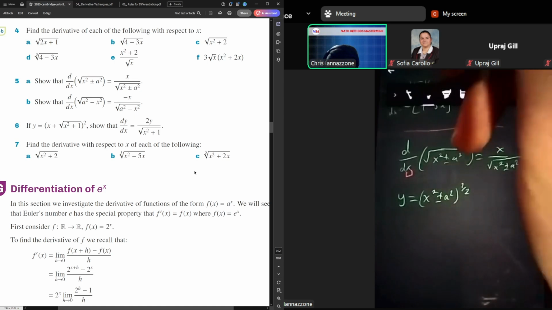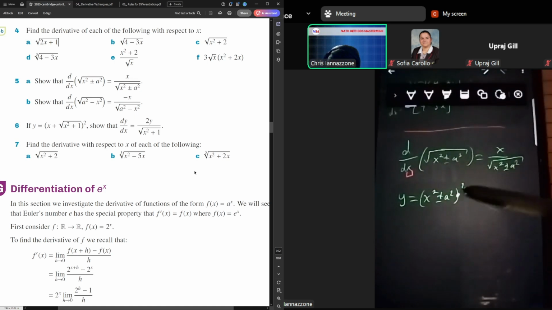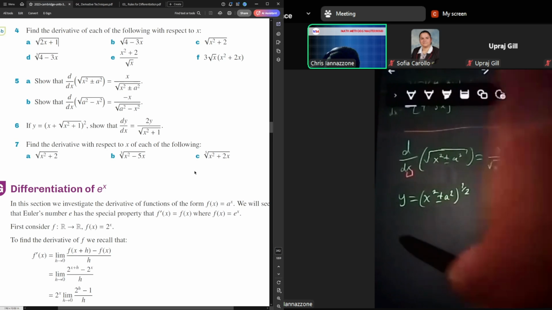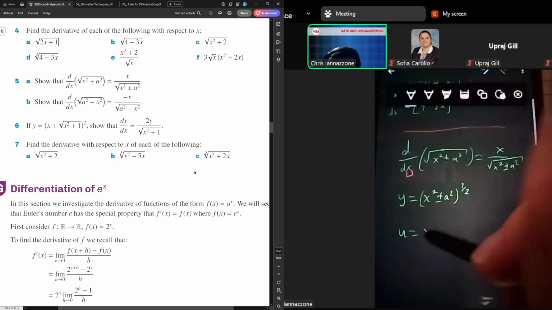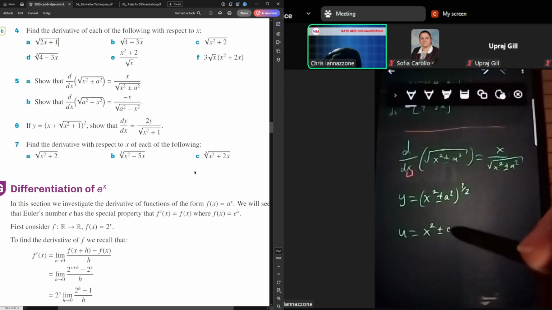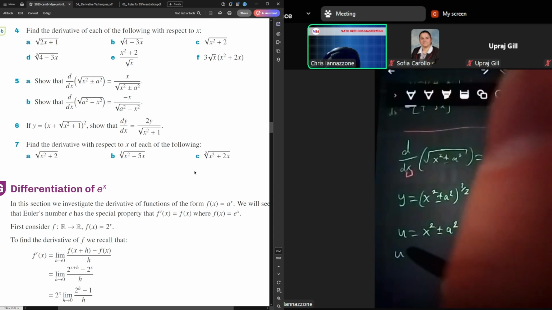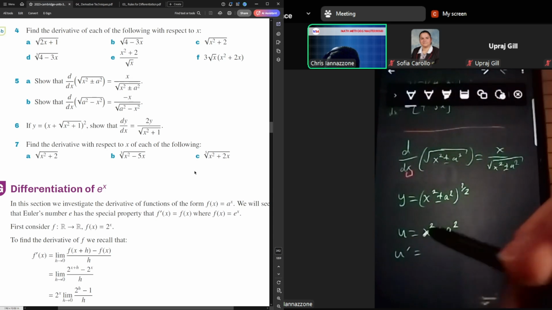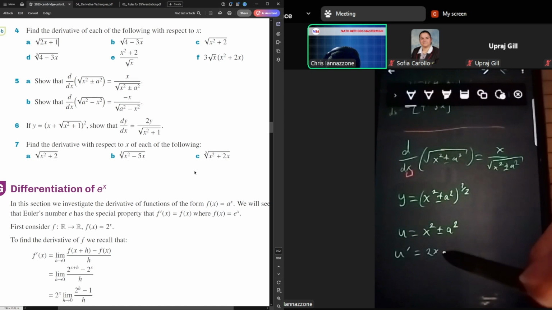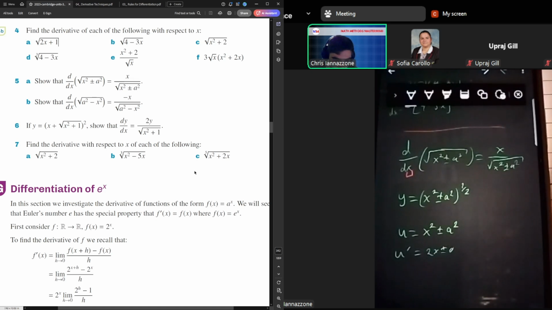So for chain rule, we got something inside of something raised to a power. We could have something like u equals x squared plus minus a squared. Derivative of that with respect to x, 2 comes out the front, and you're essentially going to have a plus minus 0 because this is treated as a constant when you're deriving with respect to x.